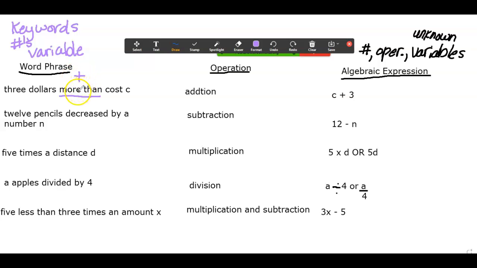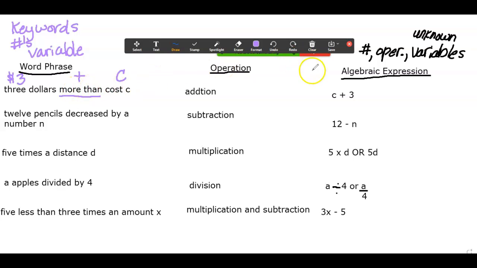Now it could be subtraction, depending on how I use the keyword, which is why the other two are so important. Because this says I have $3. I'm starting with $3, but I have $3 more than the cost, which is C. I don't know what the cost is, I don't need to know today, but I know that there's a cost. So I have the cost plus 3 more than that. So that tells me that I need to do 3 plus C, which is addition.